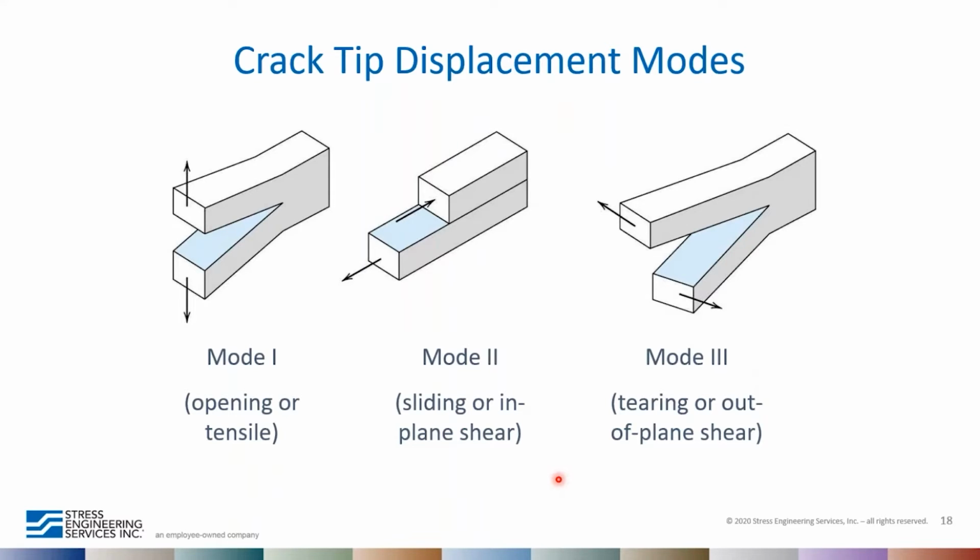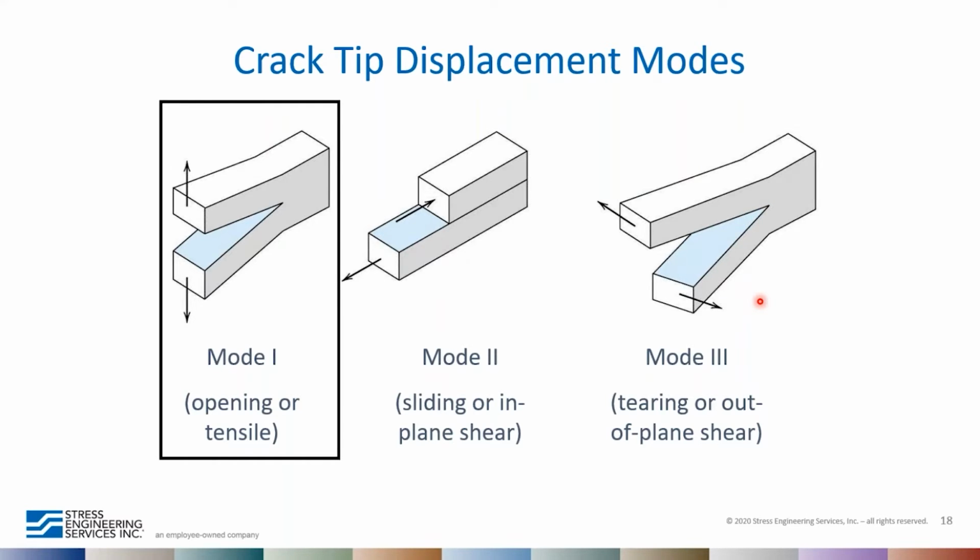Now, when we talk about crack tip opening modes, or displacement modes, it's really determined by the loading. We have mode 1 on the left here, where the loading is normal to the crack plane, mode 2, where the loading is in an in-plane shear direction, and mode 3 represents a tearing kind of loading. Typically we're mostly concerned about mode 1 loading because that generally represents the most severe kind of loading.